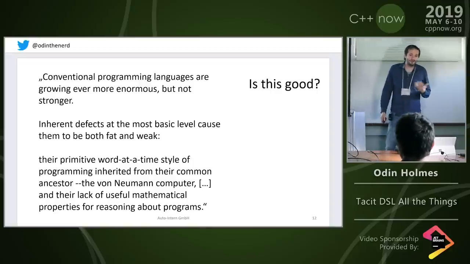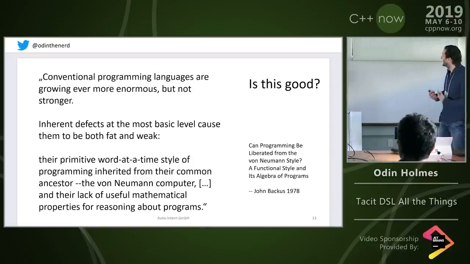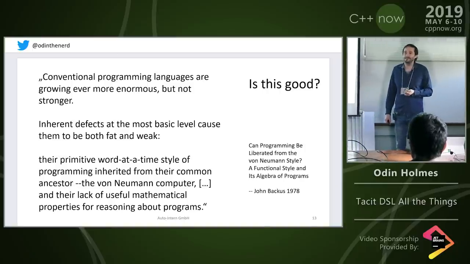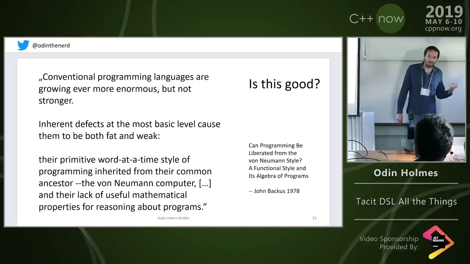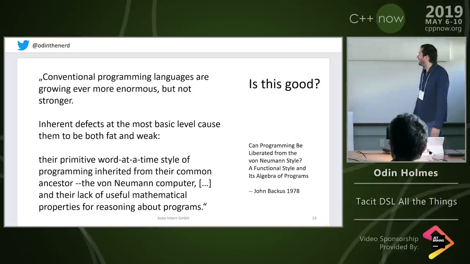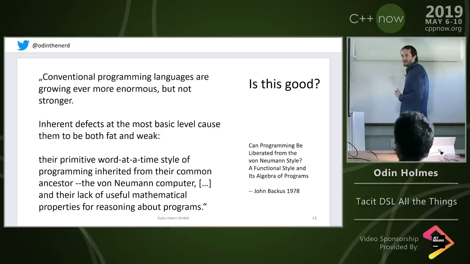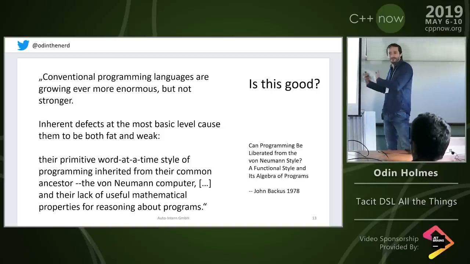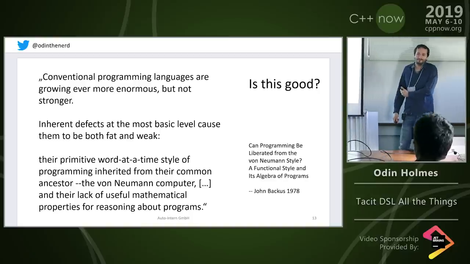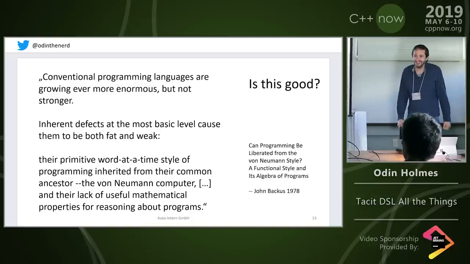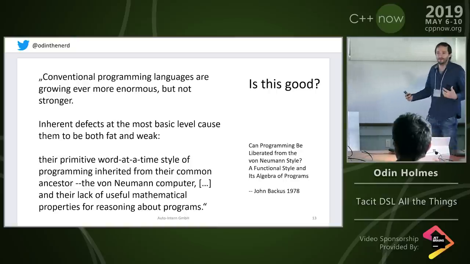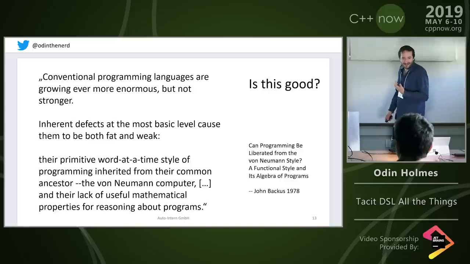Right? So this reads like a YouTube comment, right? But it's actually John Backus, from before I was born, right? At his Turing Award ceremony. It was a Turing Award speech, and he got the Turing Award for Fortran. Right? And so this is obviously somebody smarter than me. It is a Turing Award speech railing against word-at-a-time style programming languages, and Fortran is word-at-a-time. So he's railing against his own creation at the Turing Award ceremony that he got for that creation, right? So there's kind of something here, right?